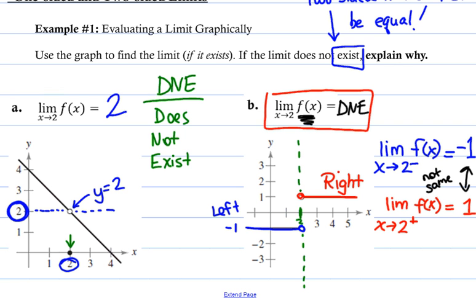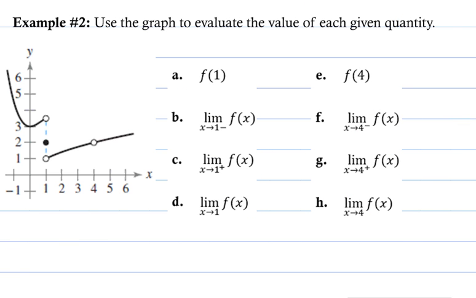Example 2 also involves a graph. It says use the graph to evaluate the value of each given quantity. So here I'm asking you for a bunch of limits. I'm also not just asking you for limits. I'm also asking you for just values for the graph, or the equation if we had one, but there's no equation.